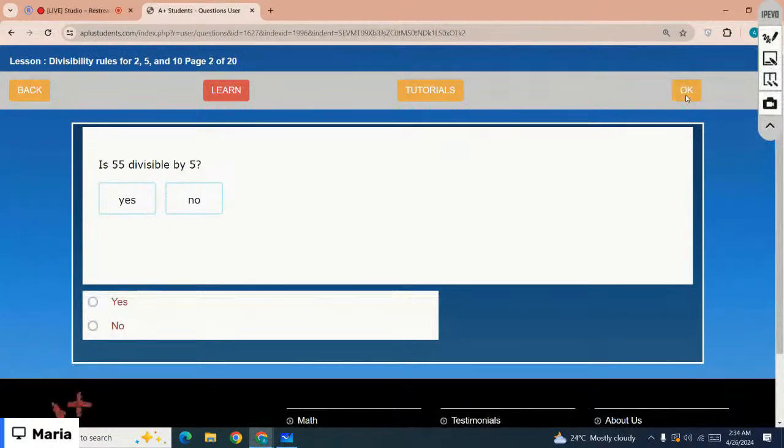Is 55 divisible by 5? Yes or no? The divisibility rule for 5 is if the ones digit is 0 or 5, that means the number is divisible by 5. So, which is the correct option? The ones digit is 5. That means yes, the number is divisible by 5. The correct option is: 55 is divisible by 5. Yes, it is.